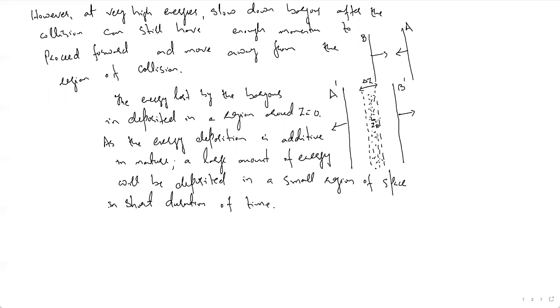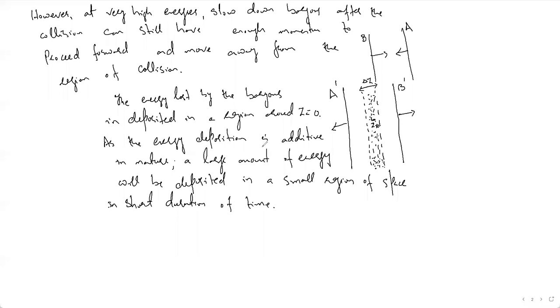So what will happen? Because the energy will keep on adding around this region, a large amount of energy will be deposited in this region in a very short duration of time. This makes the energy density in the region very high. Energy density is energy per unit volume. So the energy density in this particular region will be very high, because when the concentration of something keeps on adding, the density will obviously be very high.